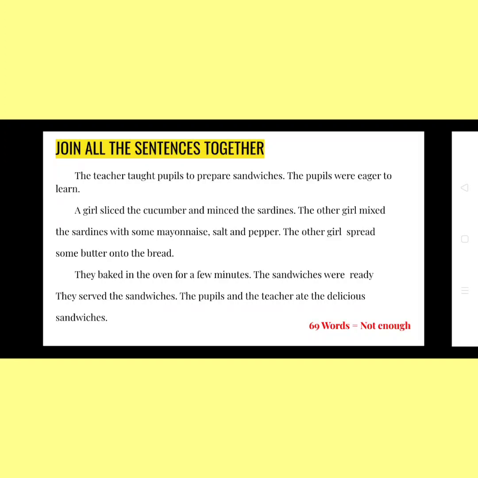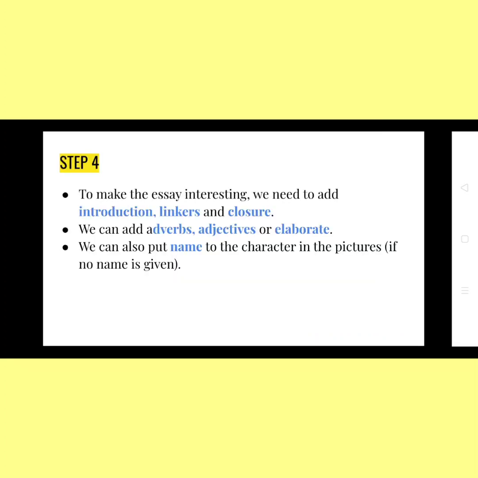You need to write 80 to 100 words. So what should you do? Step 4. To make the essay interesting, we need to add introduction, linkers, and closure. We can also add adverbs, adjectives, or elaborate. We can also put name to the character in the pictures if no name is given.